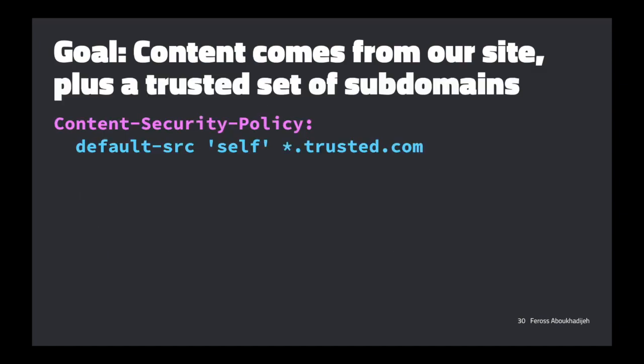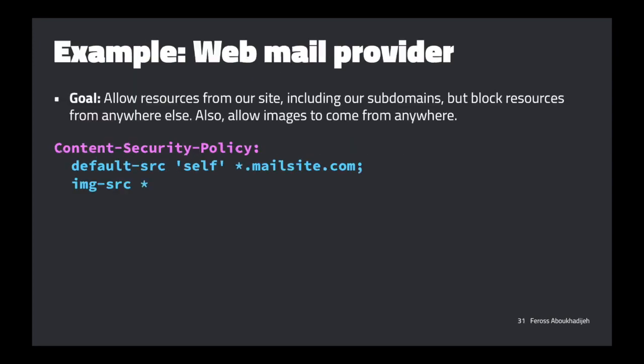So cool. Now what if we want to change the policy slightly, relax it a little bit? Say that we trust trusted.com, and we want to load scripts from subdomains of trusted.com. Well, we can just add trusted.com to the list of sites that we trust. So that's pretty simple.